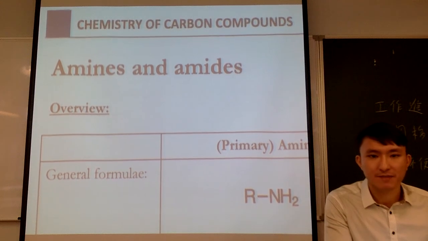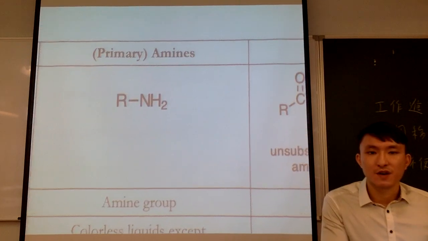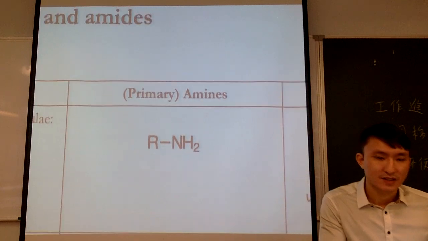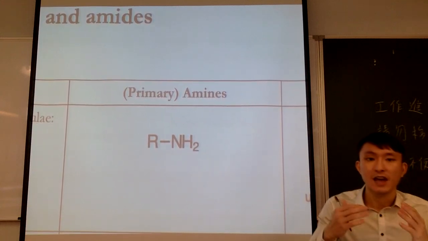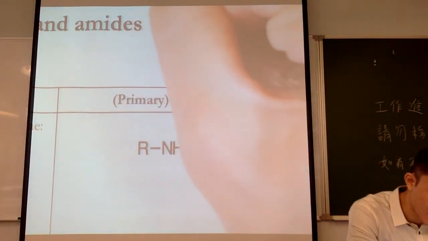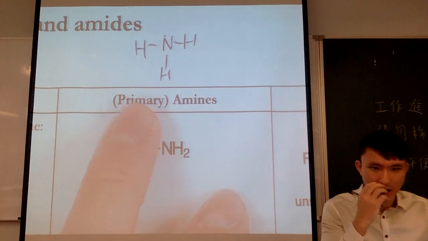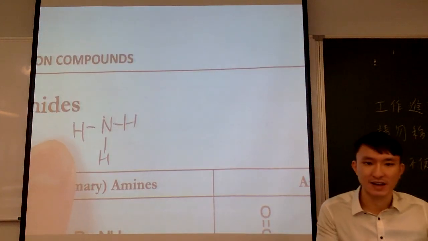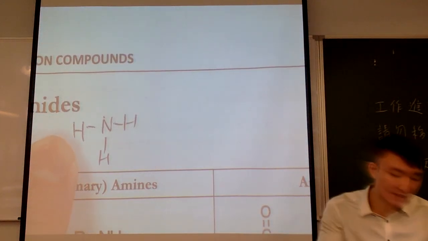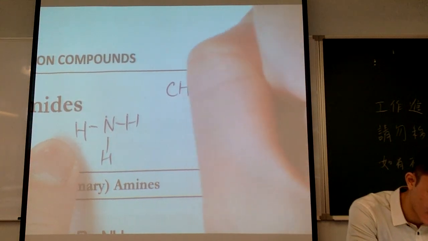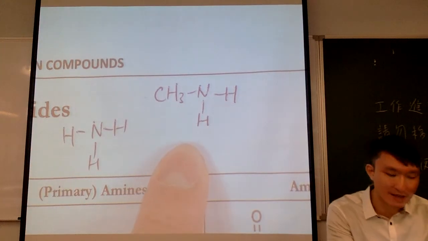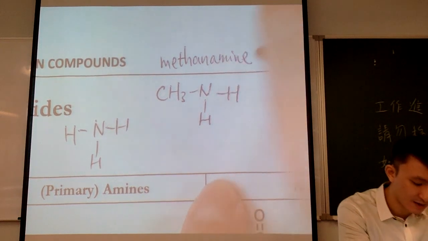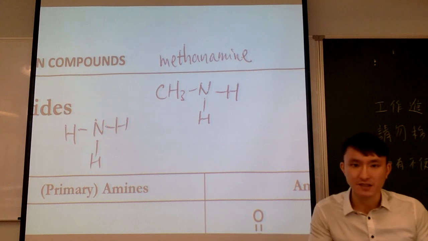Now, amine and amide. First of all, the general formula for amine and amide. Let's focus on the amine first. You can understand an amine as an ammonia molecule where we replace a hydrogen atom by an alkyl group. For example, we can replace one hydrogen atom with a methyl group, CH3, giving CH3NH2. This one is an amine. We call this one methylamine or methanamine.